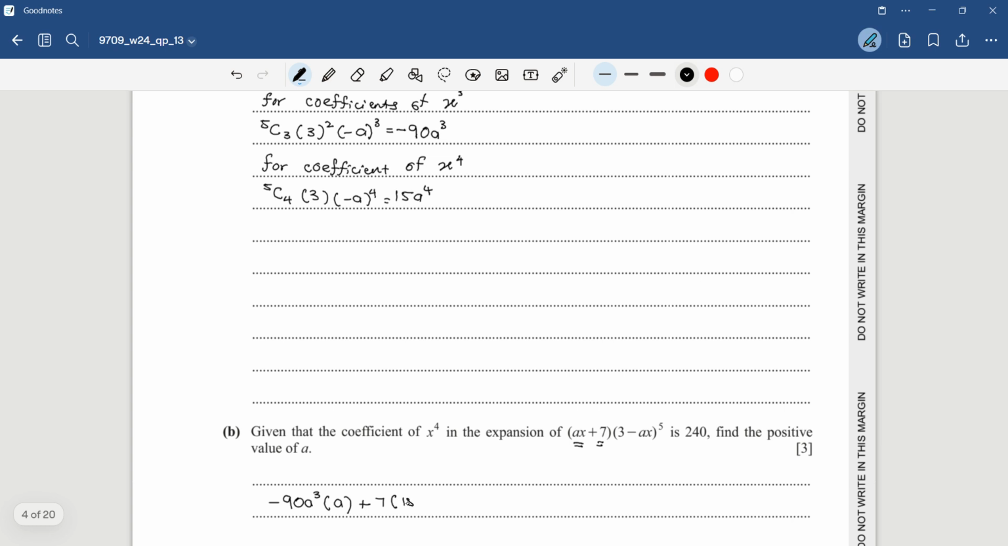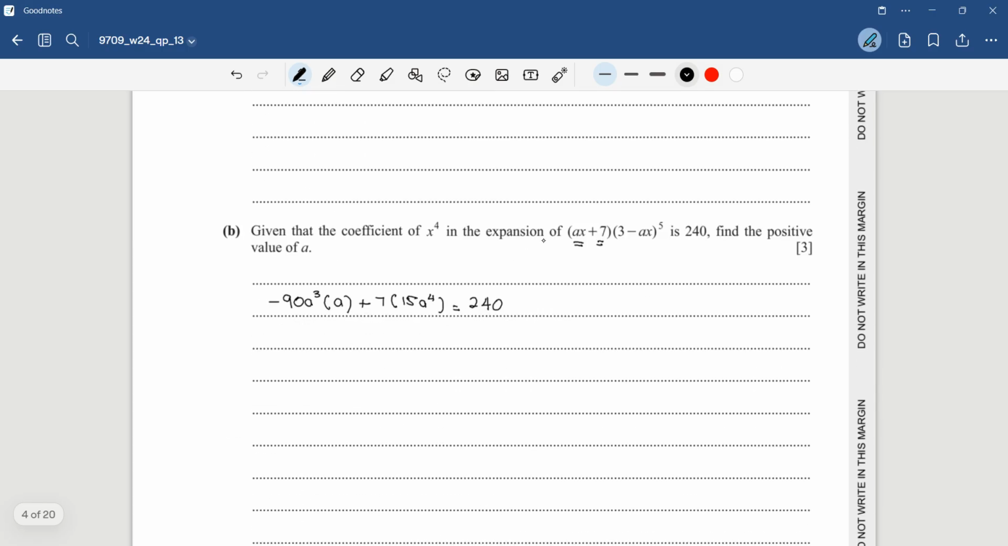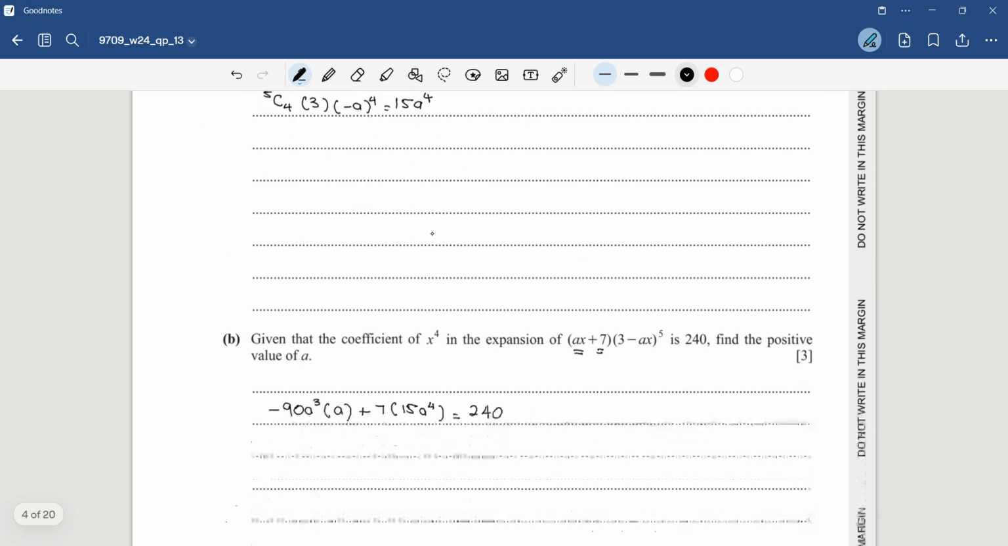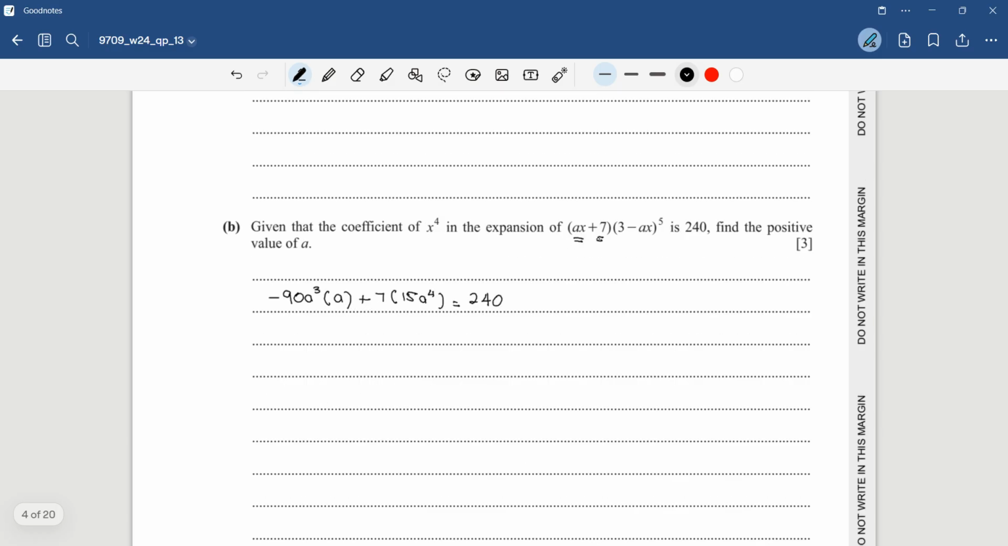15a power of 4, and is equivalent to 240. Okay, so a I multiply with the coefficient of x cube, x power of 3, so I got negative 90, and for 7 I multiply with the coefficient of x power of 4.